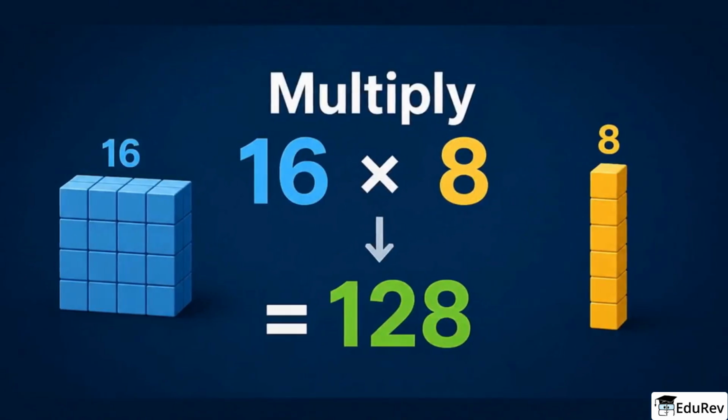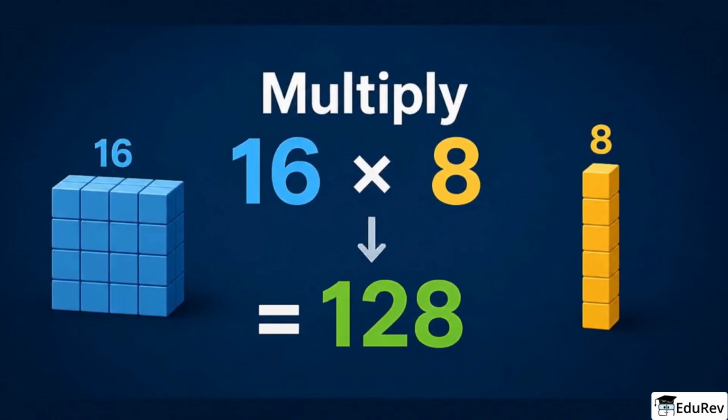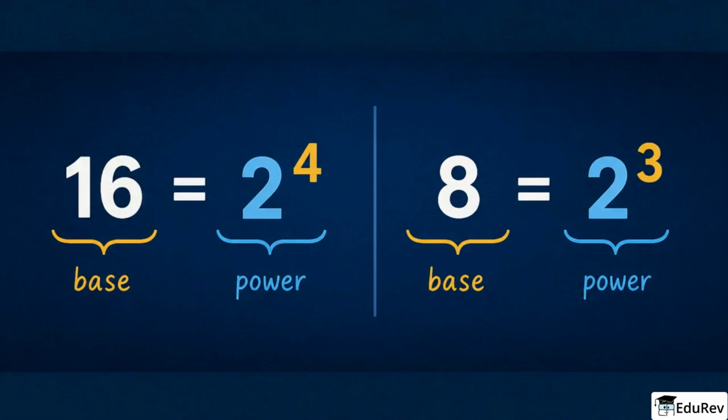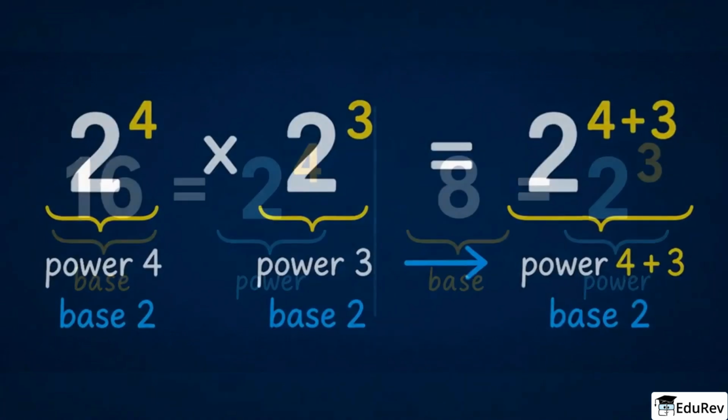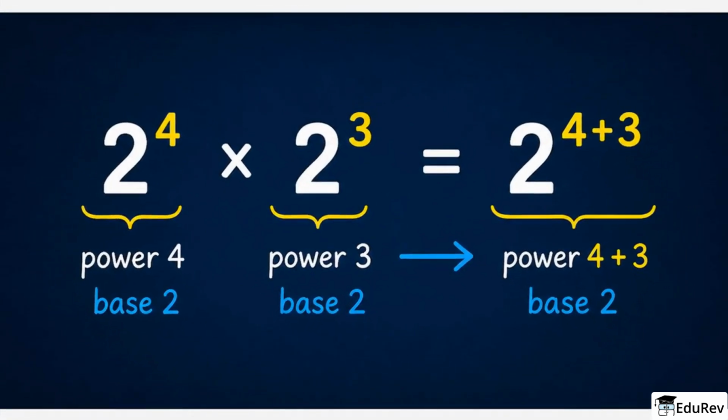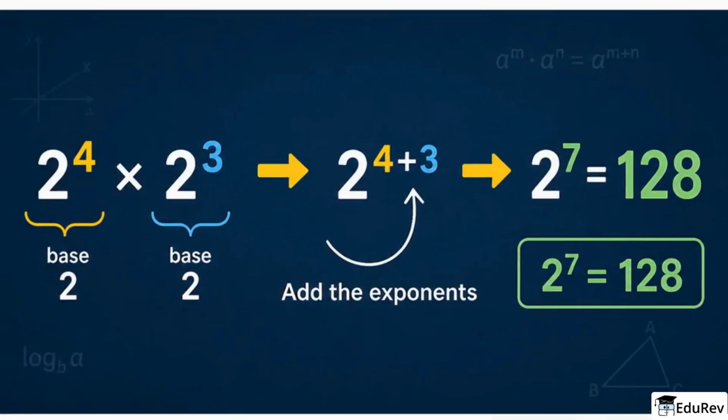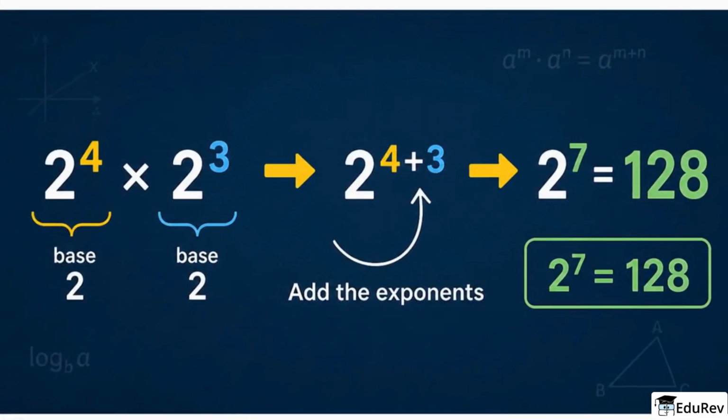Now imagine we want to multiply 16 by 8. Directly this gives 128. But using powers we write 16 as 2 to the power 4 and 8 as 2 to the power 3. Multiplying these, 2 to the power 4 times 2 to the power 3 equals 2 to the power (4 + 3). So the multiplication became addition of exponents, giving 2 to the power 7, which is 128.